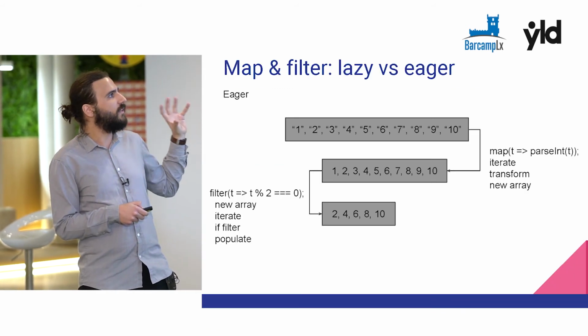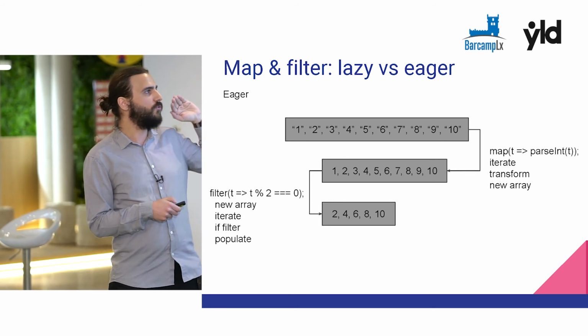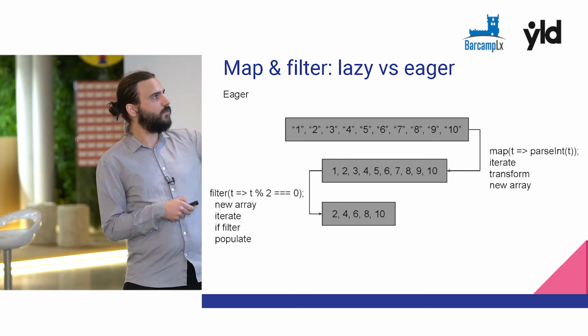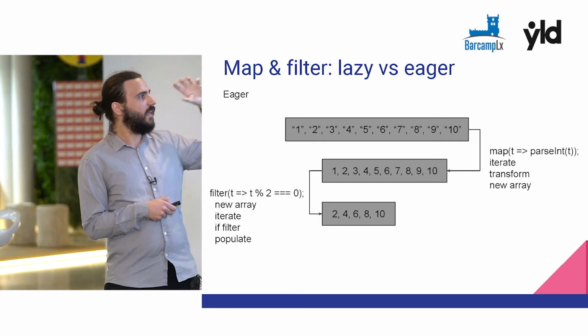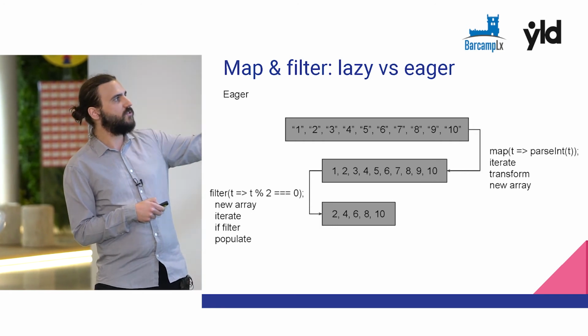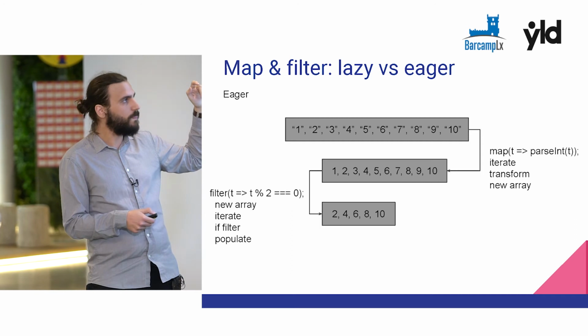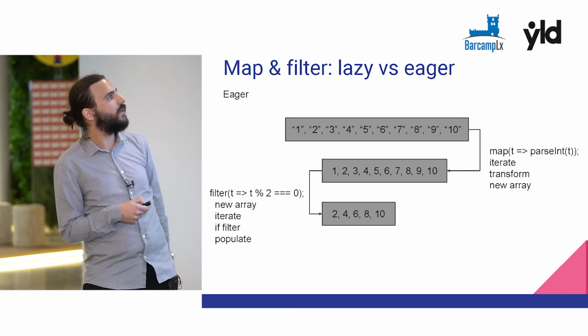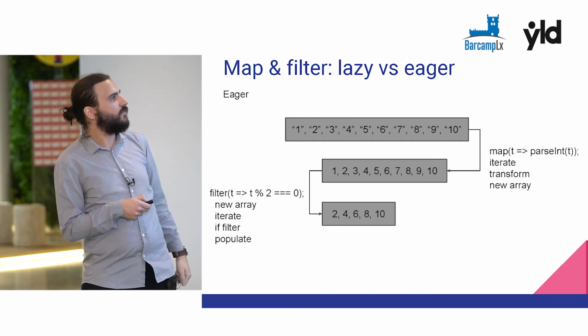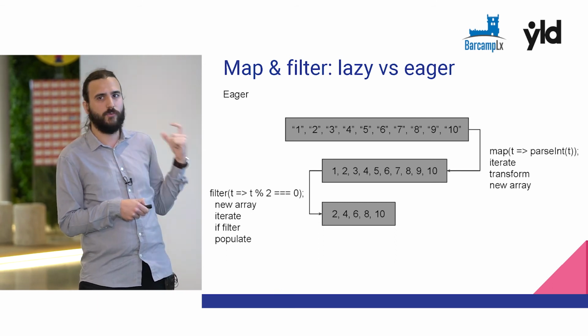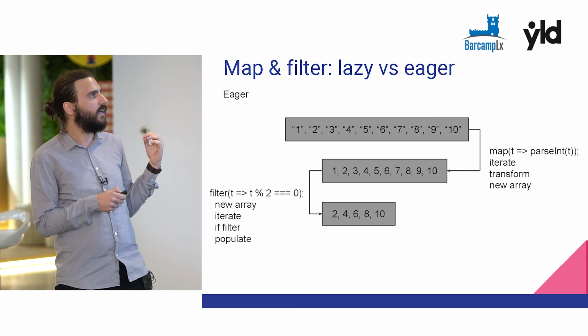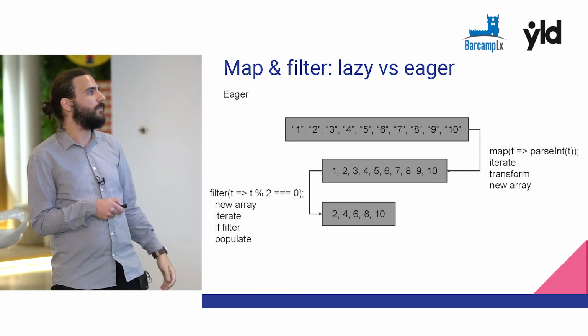When you do an eager iteration, this is what happens. When you do map and filter, you have an array, then you have another array, then when you filter, you have another array. So this is when you map an array of strings to an array of integers, as you can see here, and this is when you filter. So you end up with 3 arrays. So you need like 3n type of memory.